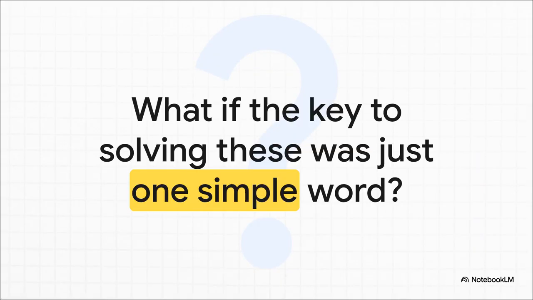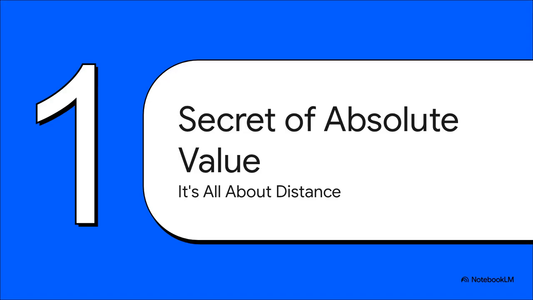In fact, what if I told you that the entire strategy, every single rule you need to solve these things, boils down to just one single simple word? One concept that, once you get it, makes everything else just click. All right, so here it is, the big secret. The magic word that unlocks all of this is distance. That's it. That's the whole game.